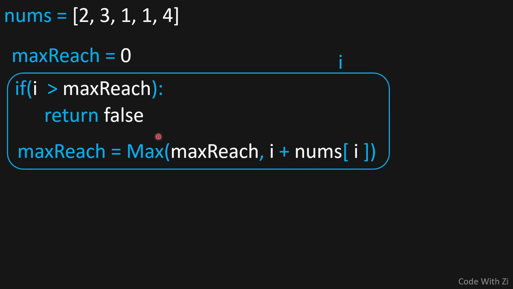And this is gonna be everything that we need inside of our loop. If we didn't actually return false here, that means we can actually reach the end of our array, so we're gonna return true, like so. Now, let's start the visualization.